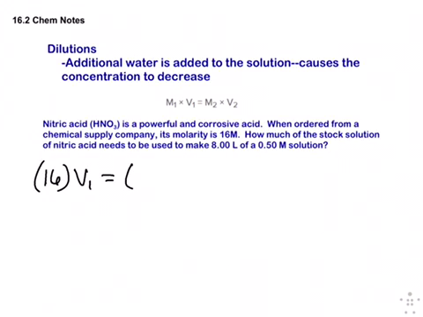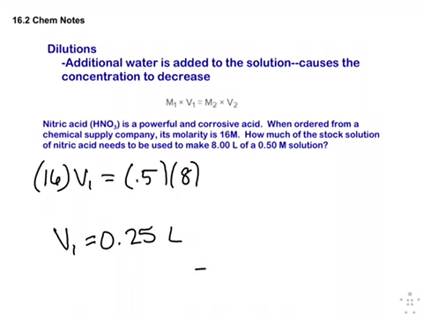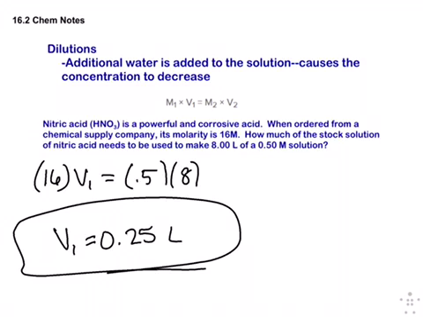Our second molarity we need is 0.5, and our second volume is 8. And so you multiply it out and divide by 16. Fun little algebra there. And you should get your initial volume. You need 0.25 liters of the stock solution, and you mix in water to reach the final volume. Does that make sense, how to use that formula? These are nice, fun, easy formulas.